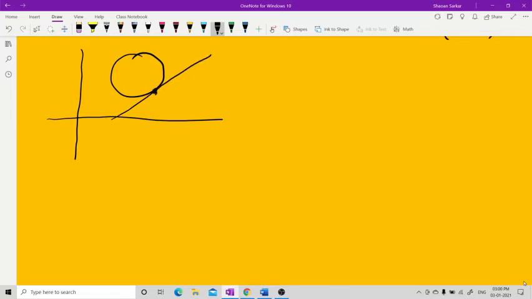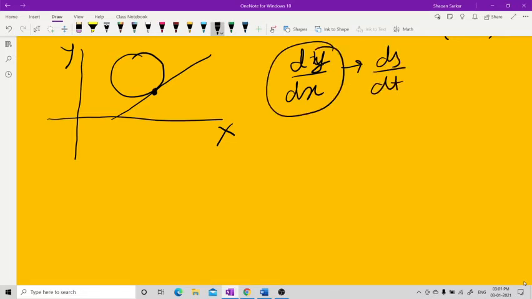Now you have seen in class 10th that if there is a circle, there is only one point at which a tangent touches the circle. This is the point where it touches. First I'll make you understand what is dy by dx. This is your x-axis and this is your y-axis. Later on I will convert it into ds dt and all that. First we will understand this concept, then the next. It is very, very simple.